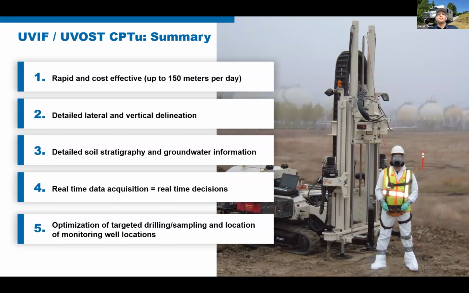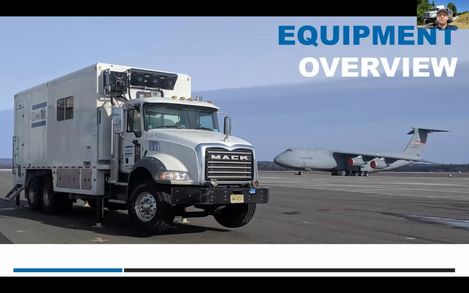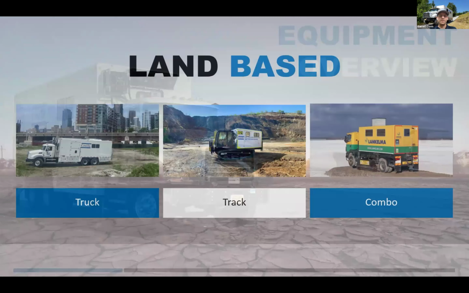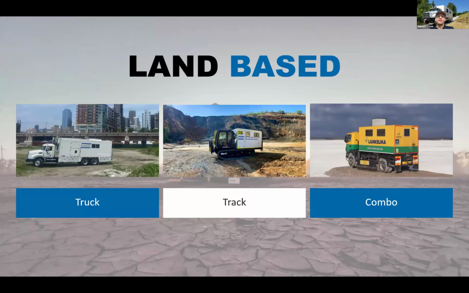So moving away from the probes, we'll wrap things up here, showing you some of the equipment and ways the cone penetrometer can be deployed on sites like yours. We've got land-based CPT rigs, the classic truck rig. We've got track rigs, and we've got combos. We've got a truck track, we call it, there on the far right. You can drive on the tires to get to site, and when the conditions get a little questionable, you can drop your tracks down and you've got a versatile machine.